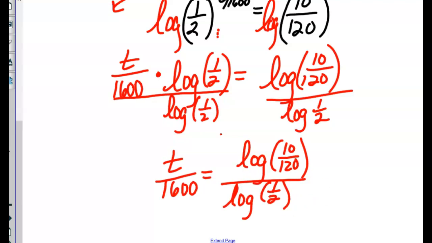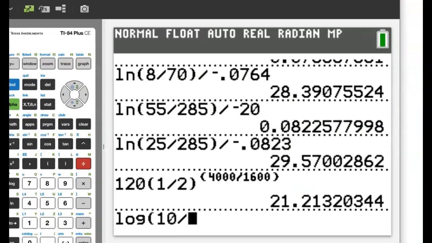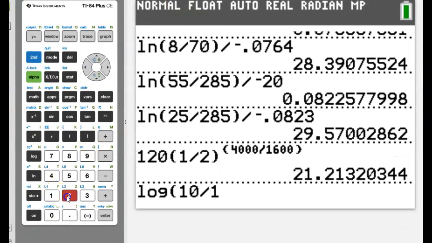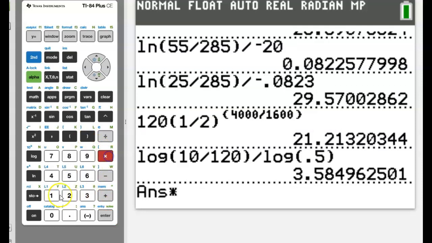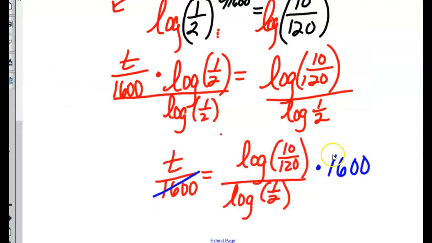So then in the end, I finally need to multiply this by 1600. All right. Log of 10 over, I already forgot, 120, divided by the log of 1/2. I'm just going to put 0.5, and then after we did that, it said we needed to multiply by 1600. 5736 roughly.